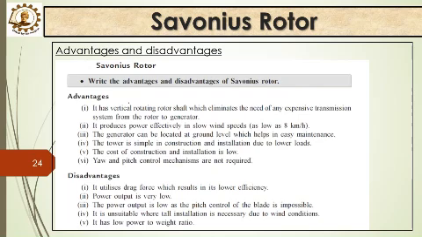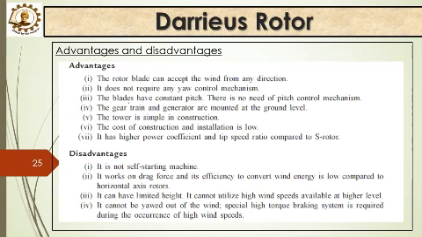Coming to the concept of the rotors, these rotors are present in the VAWT, that is, the vertical axis wind turbine. One is known as the Savonius rotor and another is known as the Darrieus rotor. The Savonius rotor has a few advantages: it produces power effectively in slow wind speed, the generator can be located at ground level, and the tower is simple. Disadvantages are that it uses only drag force, power output is low, and pitch control is impossible. A few points.